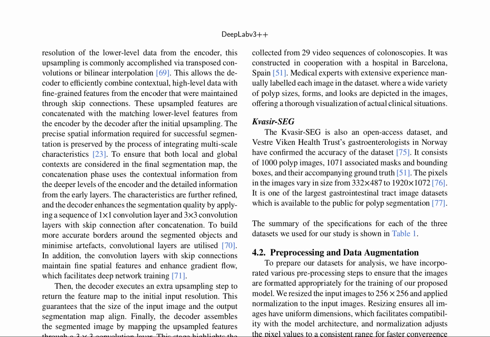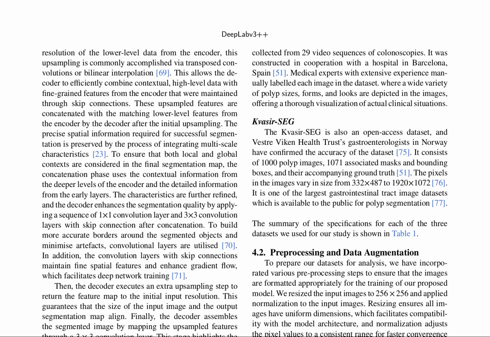The concatenation phase utilizes contextual information from deeper levels of the encoder and detailed information from early layers, refining the characteristics and enhancing segmentation quality. The decoder applies a sequence of 1x1 and 3x3 convolution layers with skip connections to build more accurate borders around the segmented objects and minimize artifacts. These layers maintain fine spatial features and enhance gradient flow, facilitating deep network training. The decoder then executes an extra upsampling step to return the feature map to the initial input resolution, ensuring the size of the input image and the output segmentation map align. Finally, the decoder assembles the segmented image by mapping the upsampled features through a 3x3 convolution layer, highlighting the regions of interest in the input image.